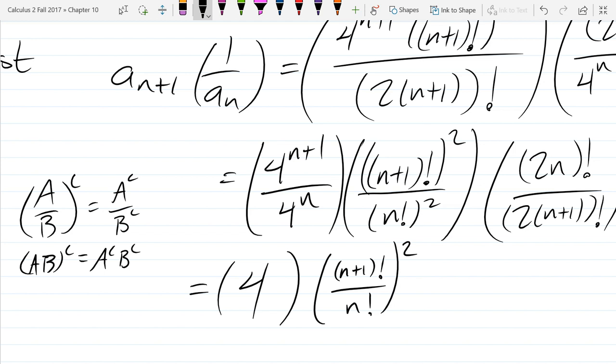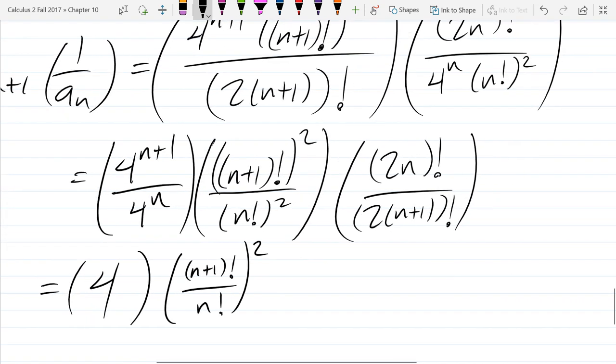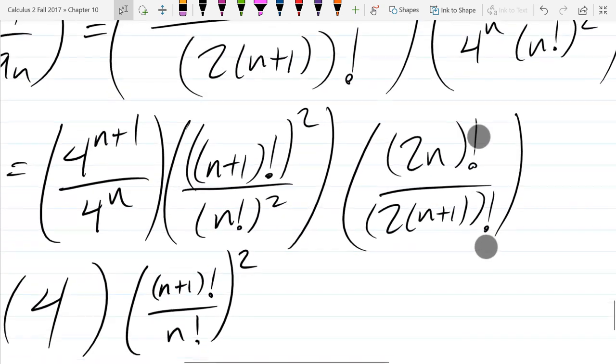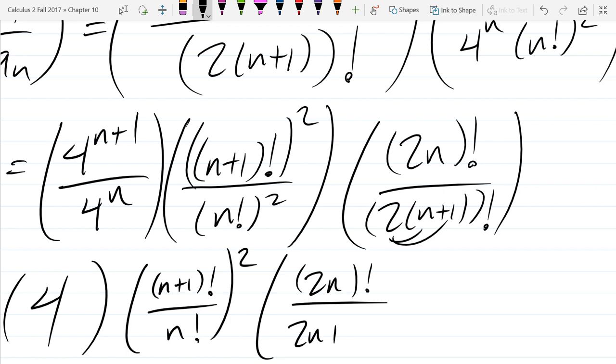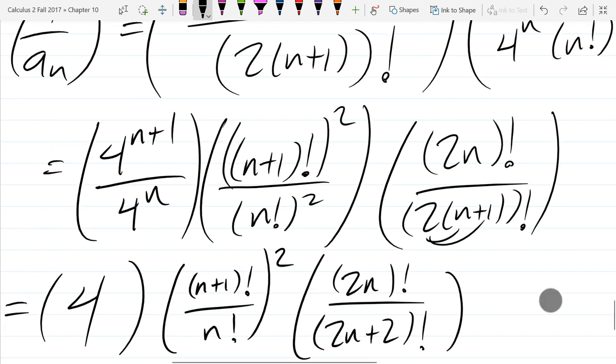So multiplication and division are very good friends with exponents. Addition, subtraction, no, not good friends at all. You've got a lot of work to do if you're going to try to turn those around. All right. Last up, all I'm going to do is just distribute the 2 into that last term right there. So we got 2n factorial divided by 2n plus 2 factorial.